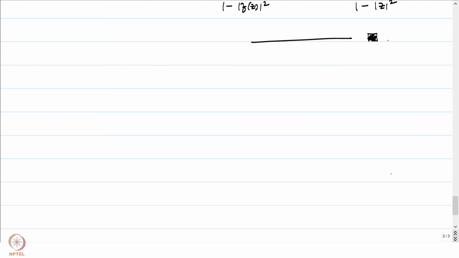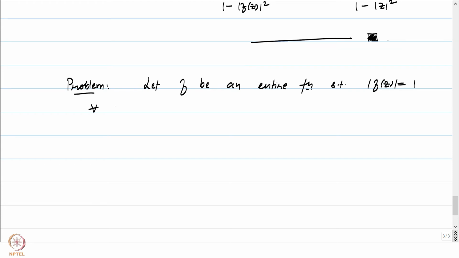Let me conclude this problem session by characterizing all those holomorphic maps from omega to the complex plane which preserve the unit circle. Let me state the problem. In fact, I'll be a little more specific. Let f be an entire function such that absolute value of f of z is equal to 1. Let me just put in that extra condition.